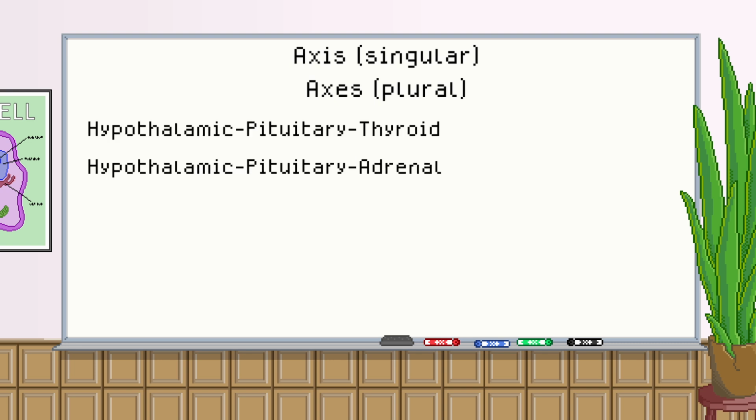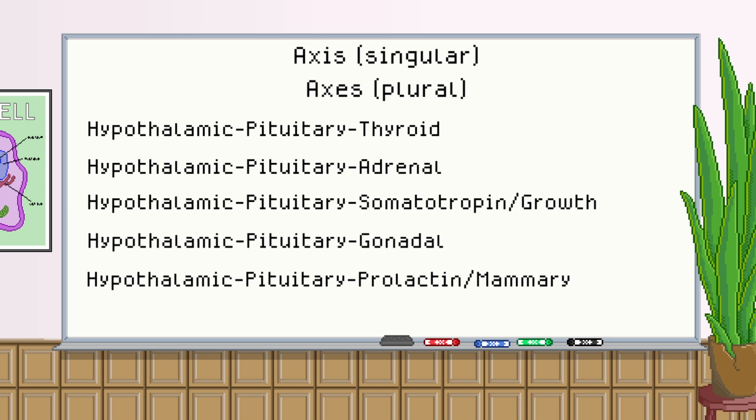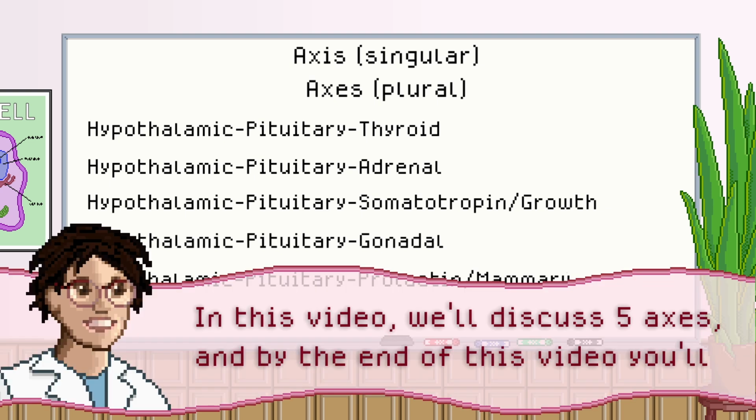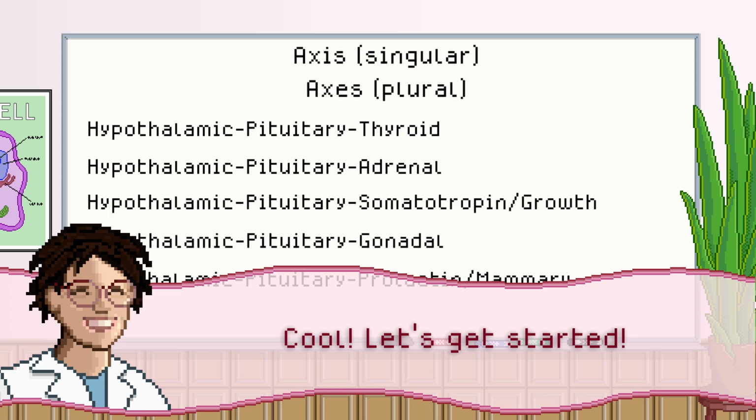I find that breaking down each axis is a great way to help you remember the hormones themselves and know where they fit in these chains. So in this video, we'll discuss 5 axes, and by the end of this video, you'll have a solid mental map of the hypothalamic-pituitary hormones. Cool, let's get started.